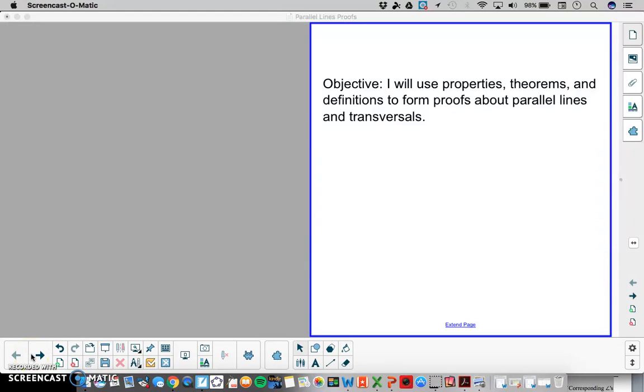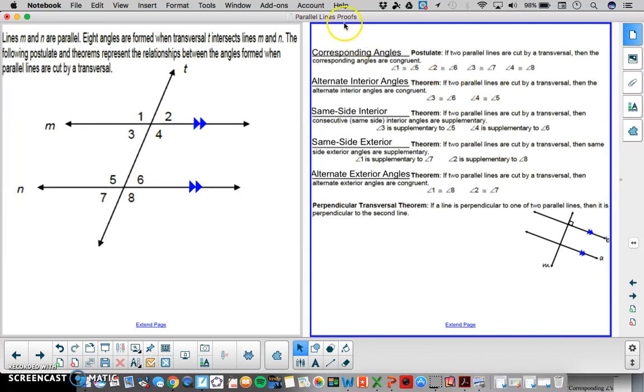In this video, we're going to use properties, theorems, and definitions to form proofs about parallel lines and transversals. So first, let's review our postulates and theorems for corresponding, alternate interior, alternate exterior, same side interior and exterior angles that have to do with parallel lines and transversals.